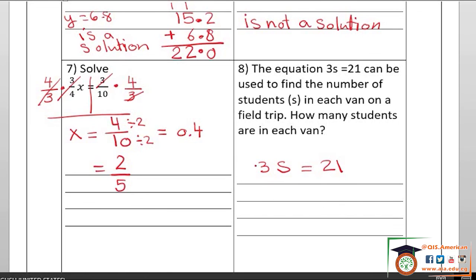How can I get rid of this coefficient or this 3 before my variable? I will divide, do the opposite operation of multiplication. So I will divide both sides by 3. 3 is cancelled. 3 divided by 3, they are cancelled together. What's left here? s equals what? 21 divided by 3 equals 7.